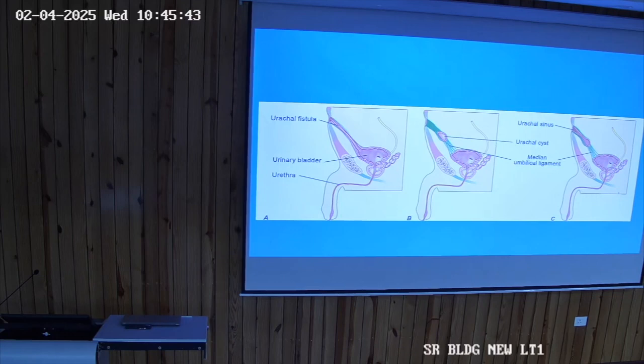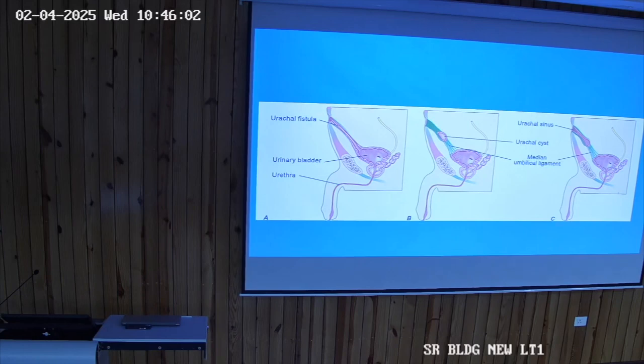Then there may be a patent cyst anywhere in the part of the urachus. In the second diagram, there may be formation of this dilatation, a sac-like structure filled with the fluid that is known as cyst. This urachus cyst may be there anywhere in the part of urachus. And sinus. Now, what is the difference between sinus and fistula?